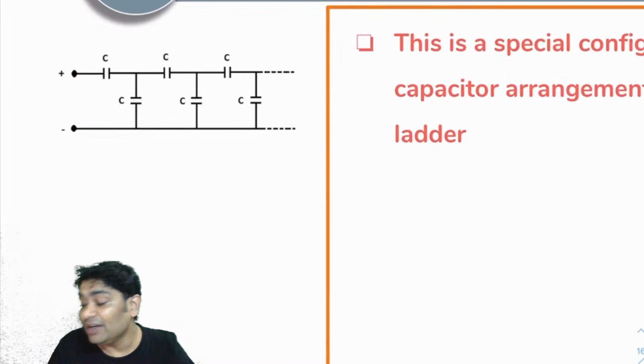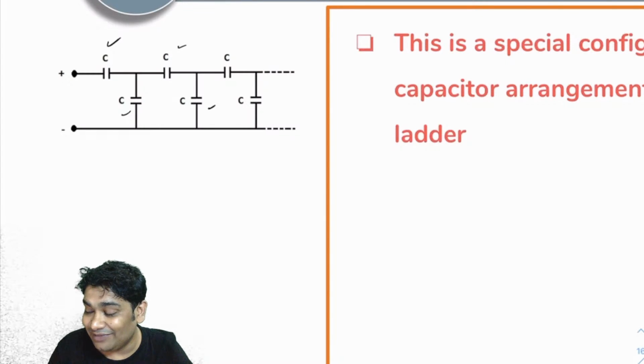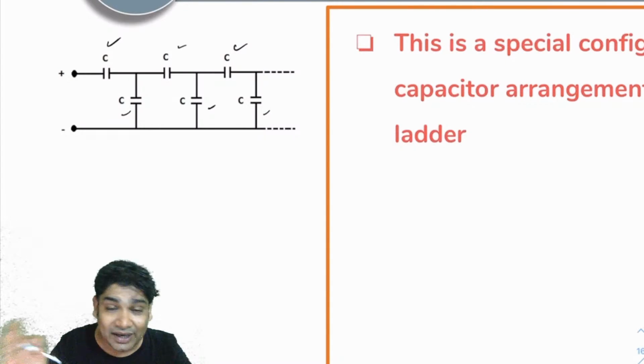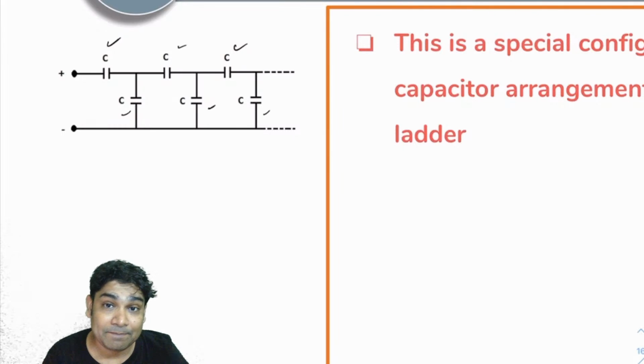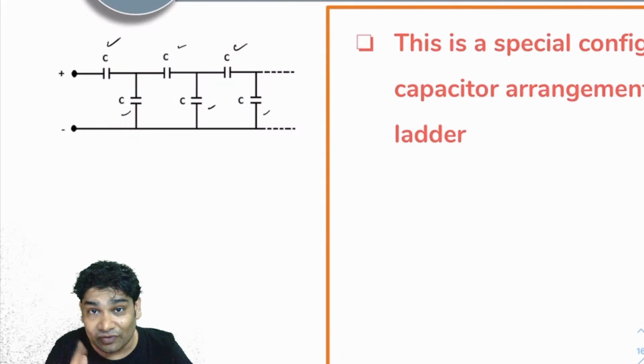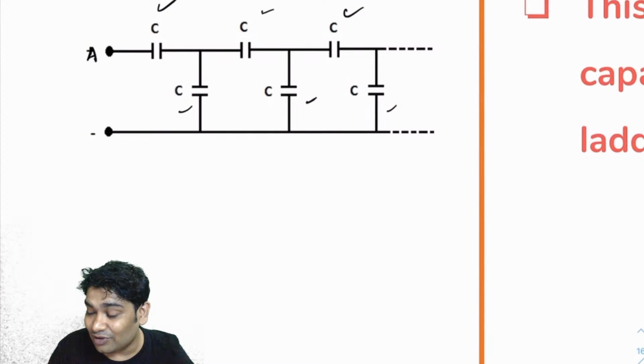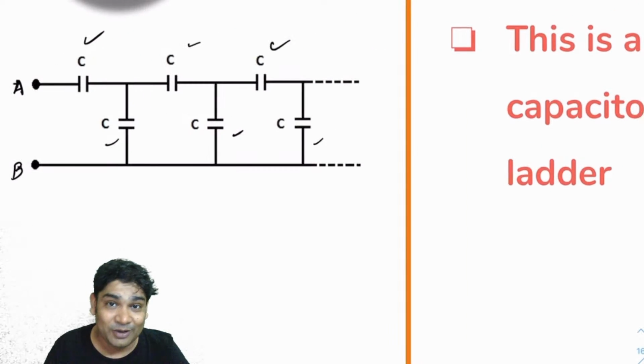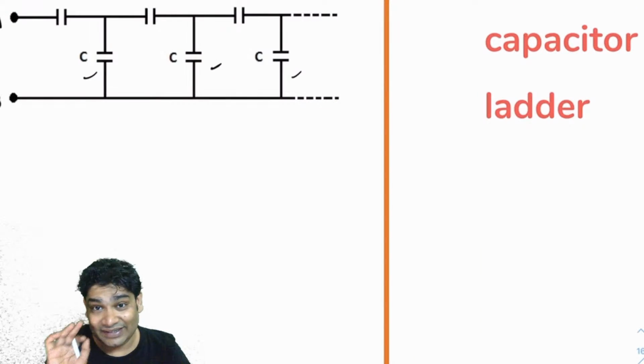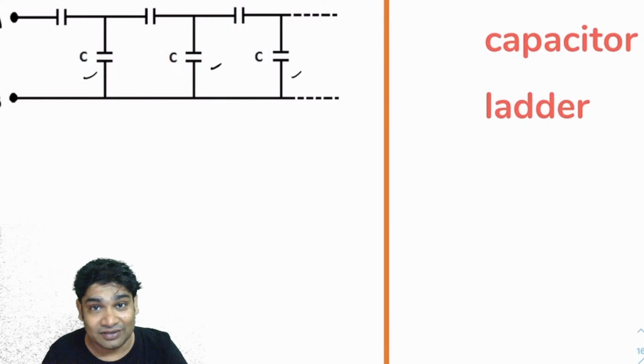So let's see. Here the pattern is you have one here, one here. You have one here, one here, one here, one here. So this will go on getting repeated till infinity. And you're supposed to find the equivalent capacitance between these 2 points. So let's call them A and B. So you have to find the equivalent capacitance between A and B. Now how do you do it? Pay attention. There is a trick to this.